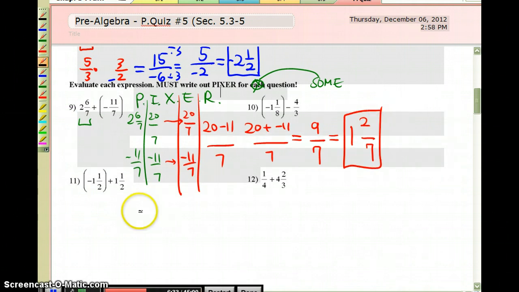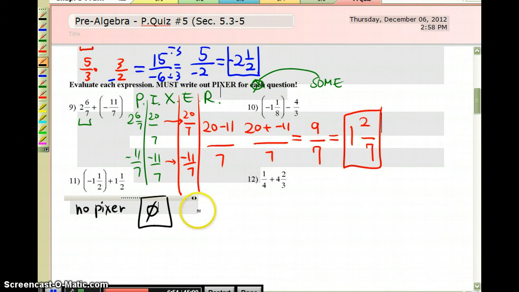Okay. Number 11, you may not need to use P.I.X.E.R. because if you are able to do it mentally, you do get the answer 0. Okay, because it's the same numbers, one is positive, one is negative. That means for teams, really it's a tie score, making it 0, neutral.